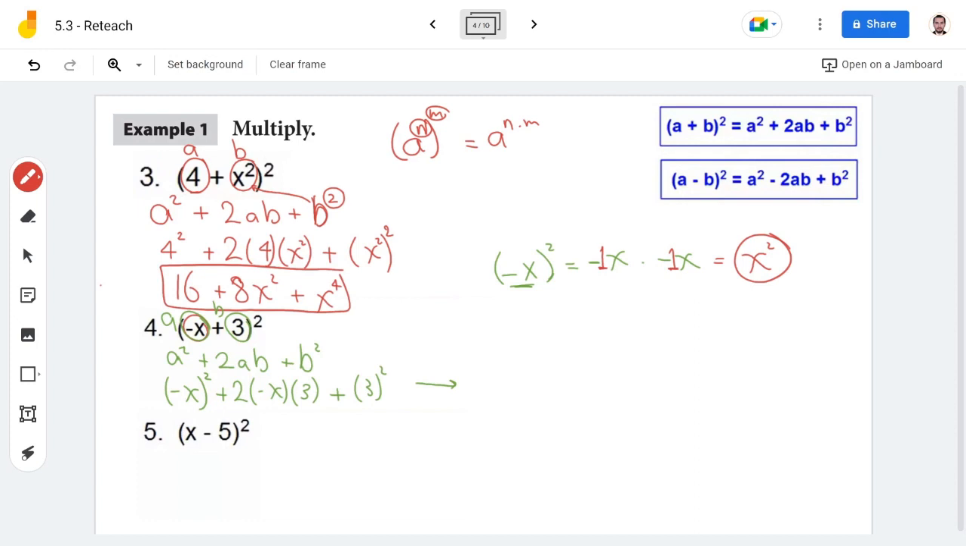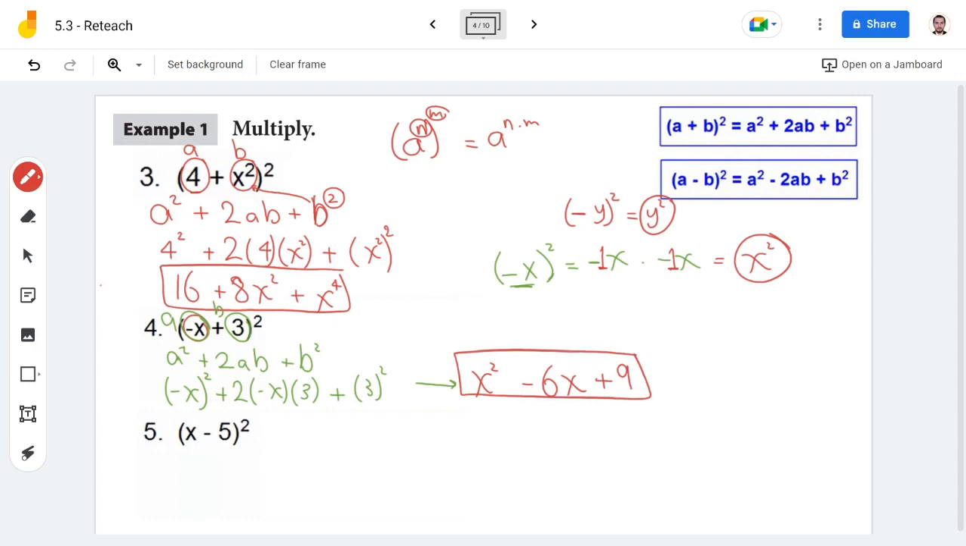So now just memorize it. If you have any variable to the power of 2, the answer is always the same variable without the sign. Always like this. So now my final answer is x squared, negative 6x, plus 9. This is the answer.